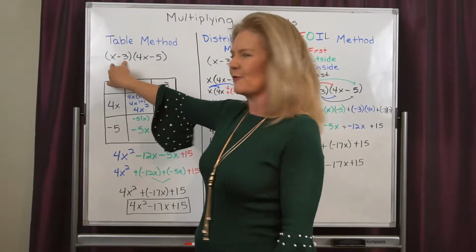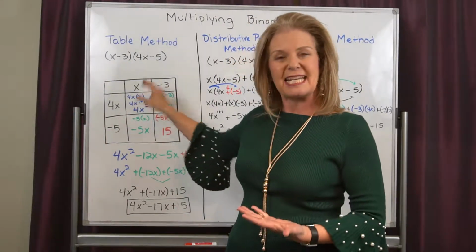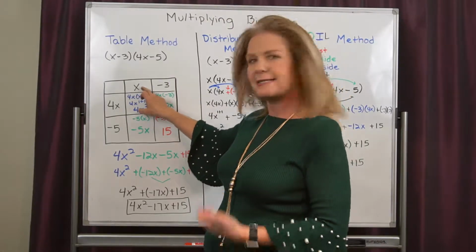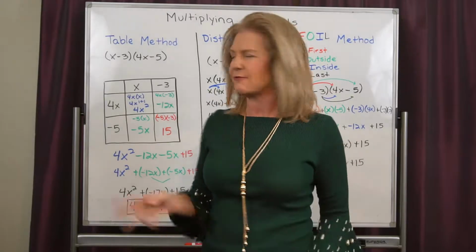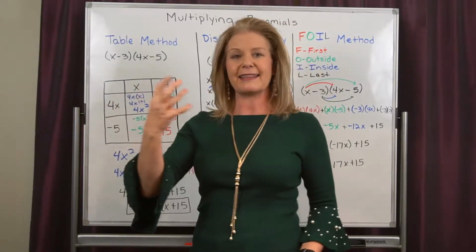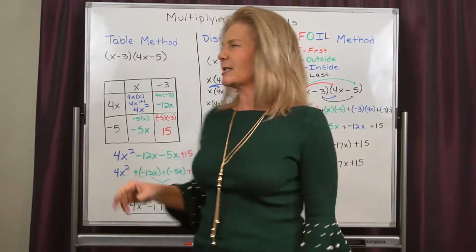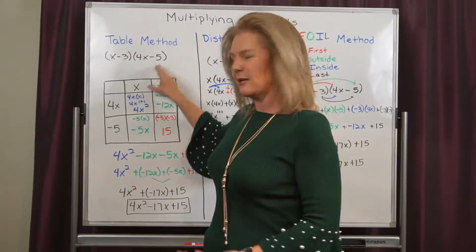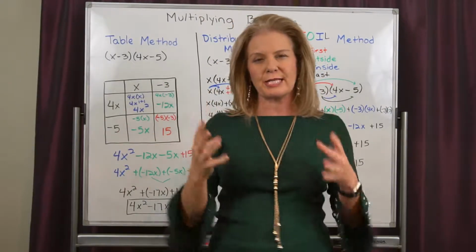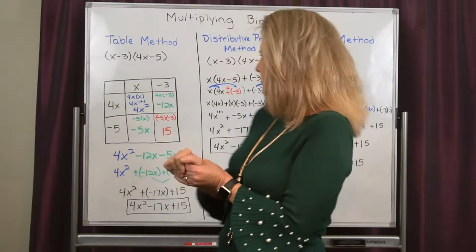I'm going to take my first binomial, x minus 3, and separate it into each of its parts. So I have x as one of my terms, and the minus 3 is really a negative 3 as my other. Then I take the second binomial and separate it into its terms as well. So 4x will go here, and then that's a negative 5, so that goes there. And it creates 4 boxes for me. So what I do is I multiply each of those boxes.